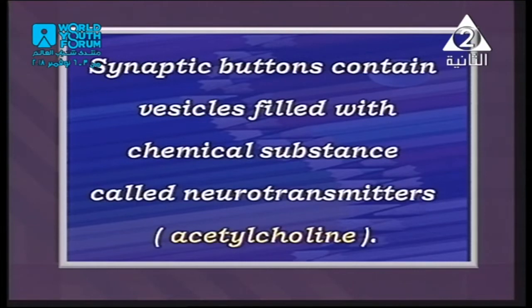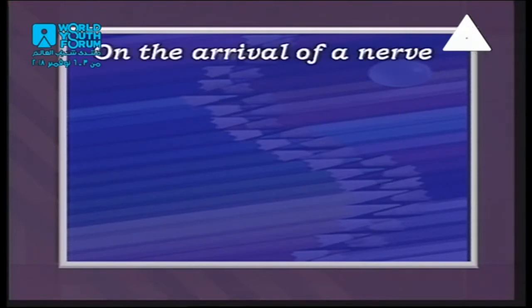The synaptic buttons contain vesicles, tiny sacs filled with a chemical substance called neurotransmitters. We have different types, but in our curriculum we need to know acetylcholine. This is our neurotransmitter. Again, the vesicles at the end of the synaptic area contain the neurotransmitter called acetylcholine. What happens to the acetylcholine?